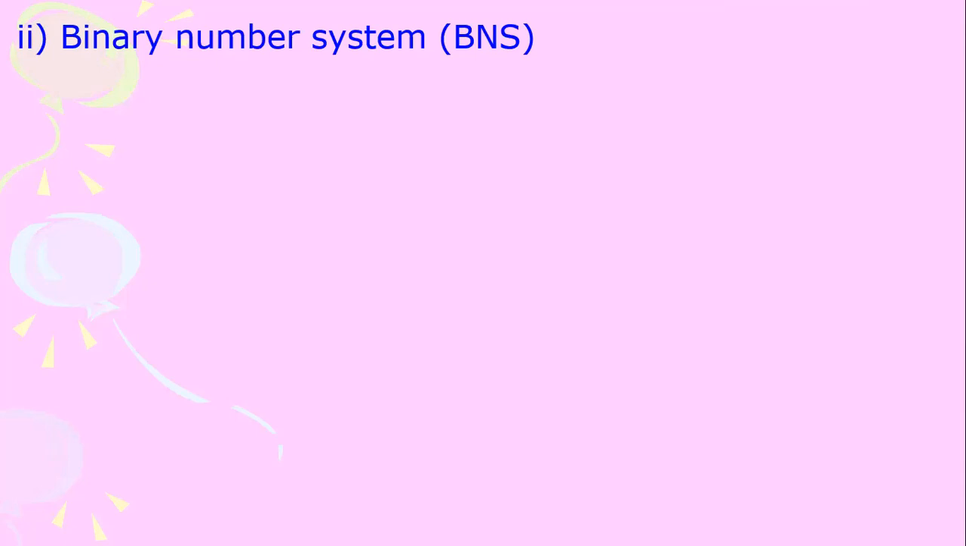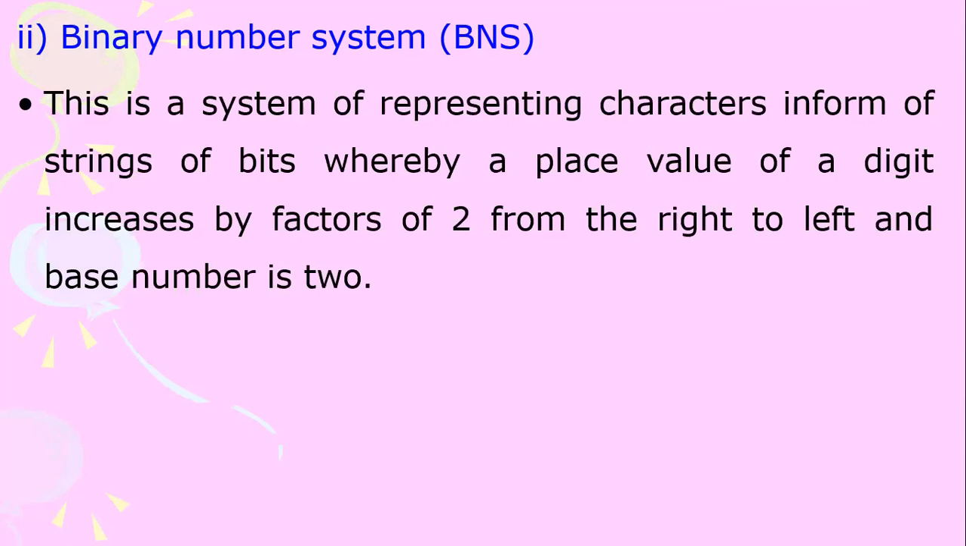Let's now look at binary number systems. This is a system of representing characters in the form of strings of bits, whereby a place value of a digit increases by factors of 2 from right to left and the base number is 2. I repeat, the place value of a digit increases by factors of 2 from right to left and the base number is 2.